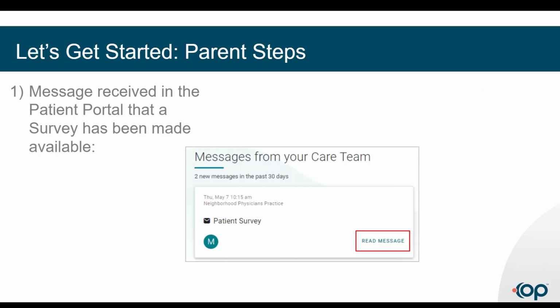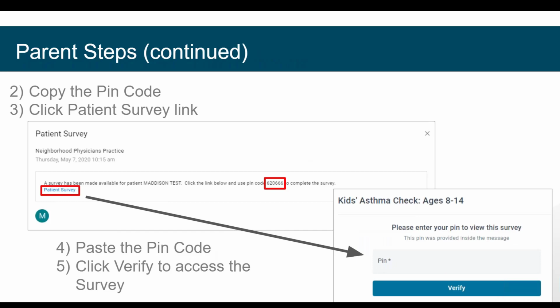Once a survey is sent to the patient portal, the parent will receive a message in the patient portal letting them know that a survey has been made available. Attached is a screenshot of the message the parent will see. The parent will click on Read Message to read the new message. The message will let them know that a survey has been made available and will instruct them to click the link below and use the PIN code to complete the survey.